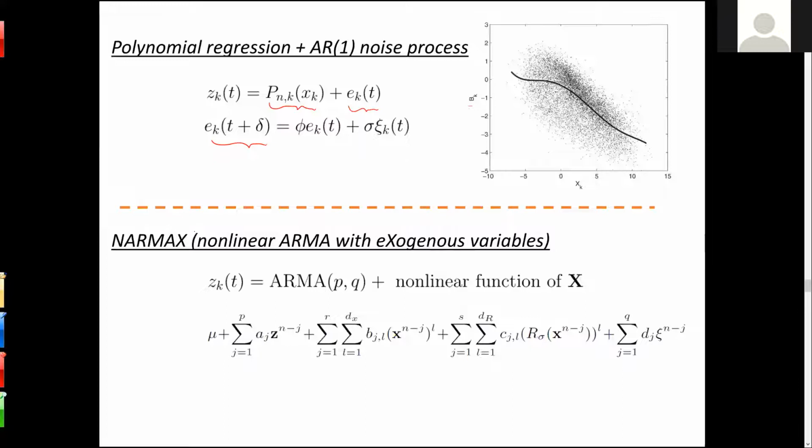And a more complicated upgrade of that scheme is this one, NARMAX. It is an ARMA, autoregressive moving averages model. So it models ZK as an ARMA plus a nonlinear function of x plus actually a term including past values for x. That is where the N here, nonlinear part, and the exogenous variables x come in the name.